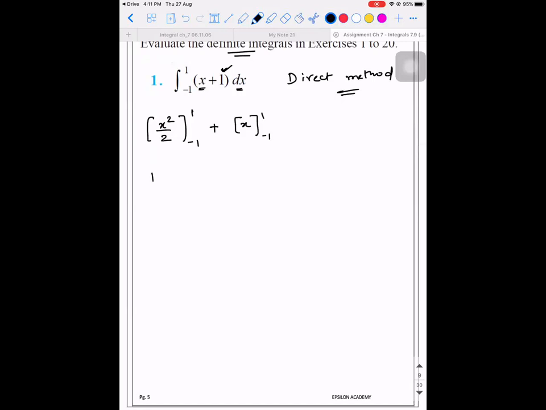So in the place of x square, 1 square by 2 minus of minus 1 square divided by 2, plus 1 minus of minus 1. I hope you guys understood. Yes, sir. Right. So I follow the direct method. That's it. There is no substitution method involved for this. Shall I move on? Yes, sir.